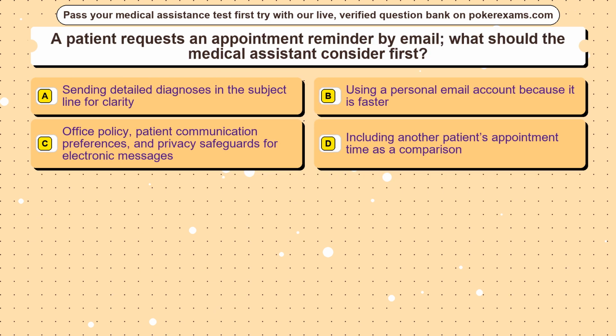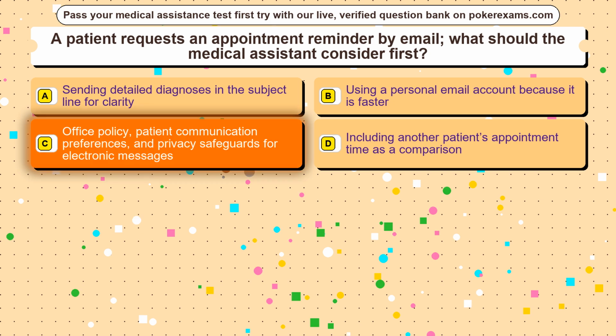Question 11. A patient requests an appointment reminder by email. What should the medical assistant consider first? Option A. Sending detailed diagnoses in the subject line for clarity. Option B. Using a personal email account because it is faster. Option C. Office policy, patient communication preferences, and privacy safeguards for electronic messages. Option D. Including another patient's appointment time as a comparison.